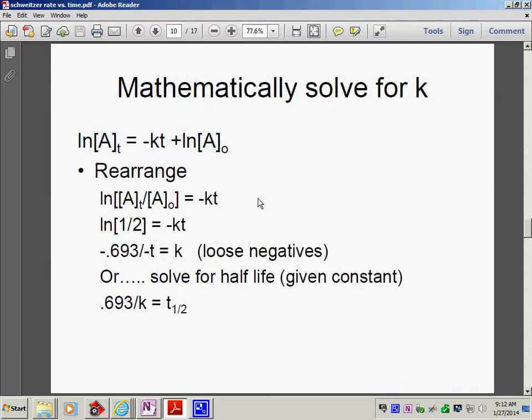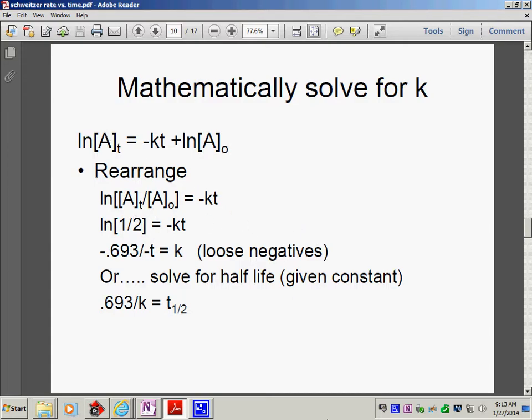You can rearrange if you want. I just move this over here, get this on one side because I want to find k, and then I get the natural log of the concentration times t divided by the natural log of the concentration of O. So we're looking at some rules involving natural logs. When I kick it over, I subtract this guy. Subtraction of natural logs is the same thing as dividing.